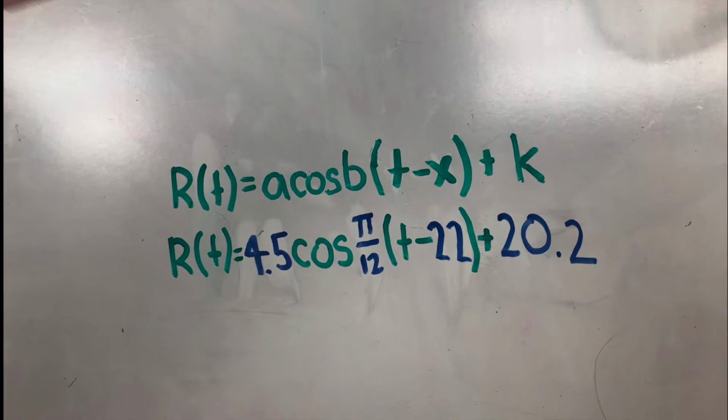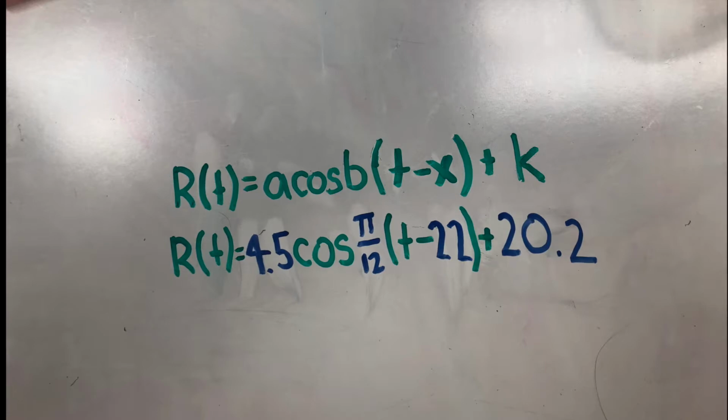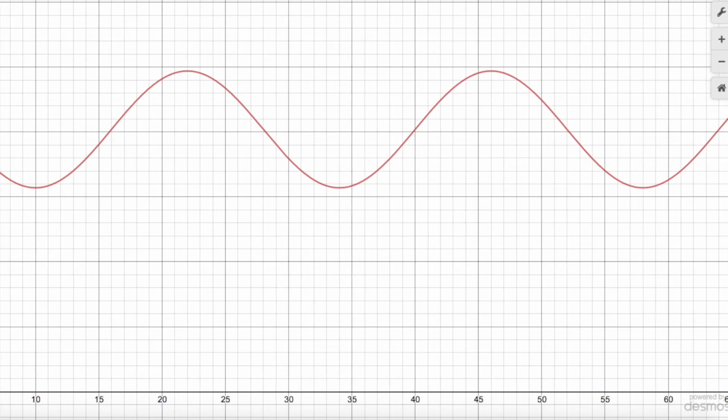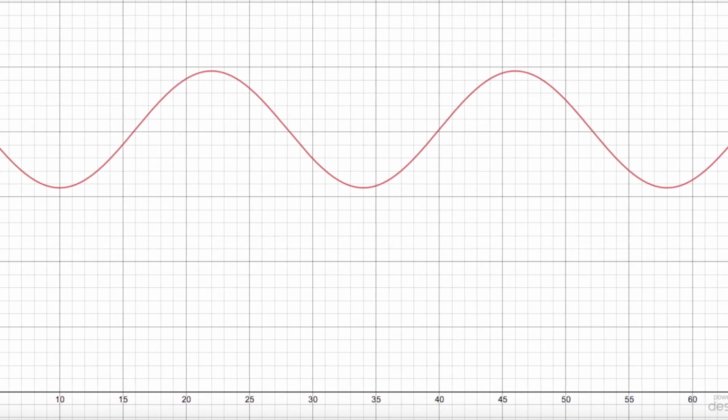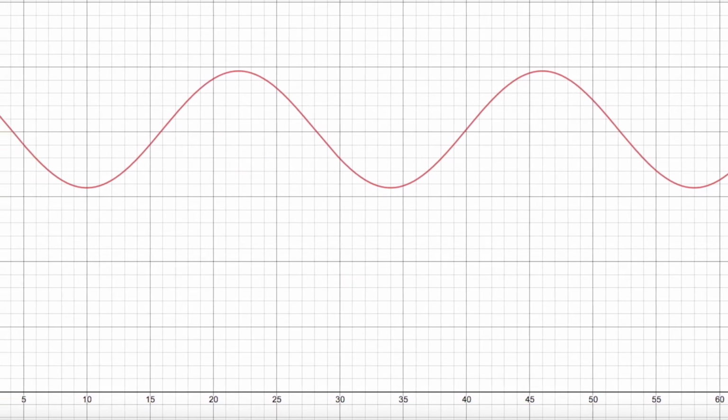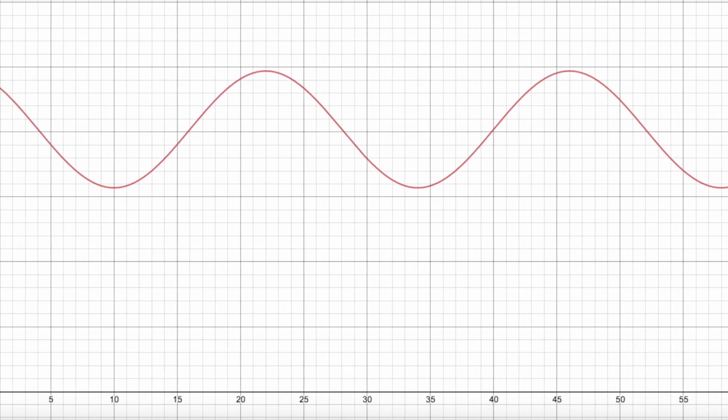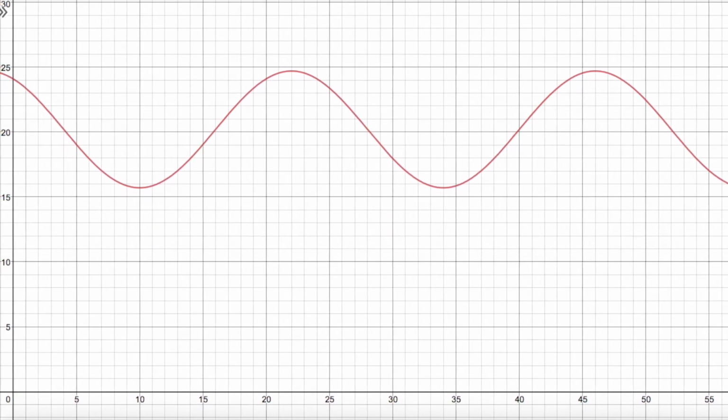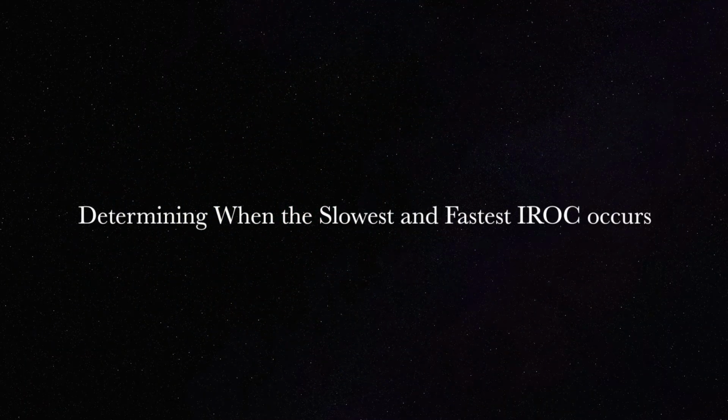Therefore, the equation is r of t is equal to 4.5 cos pi over 12 bracket t minus 22 plus 20.2. When graphed on Desmos, this is what the function looks like. Since this function looks exactly the same as the function given in the textbook, we know that our equation is correct.